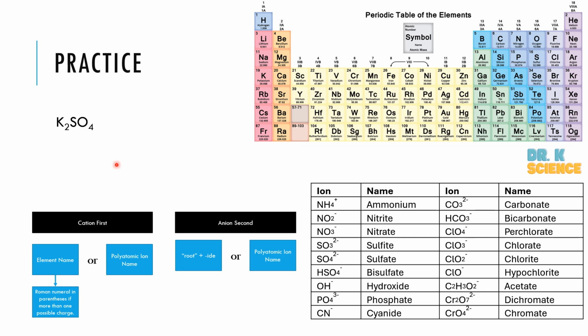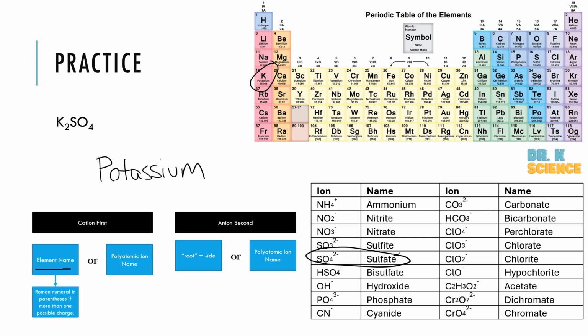Now let's figure out the name for this. The first thing we need to do is, because we see it's a K, we need to figure out the element name. K is right here. It's potassium. We have potassium here. Now SO4. Let's go find this on our table. SO4 is right here. Now SO4 is 2-.